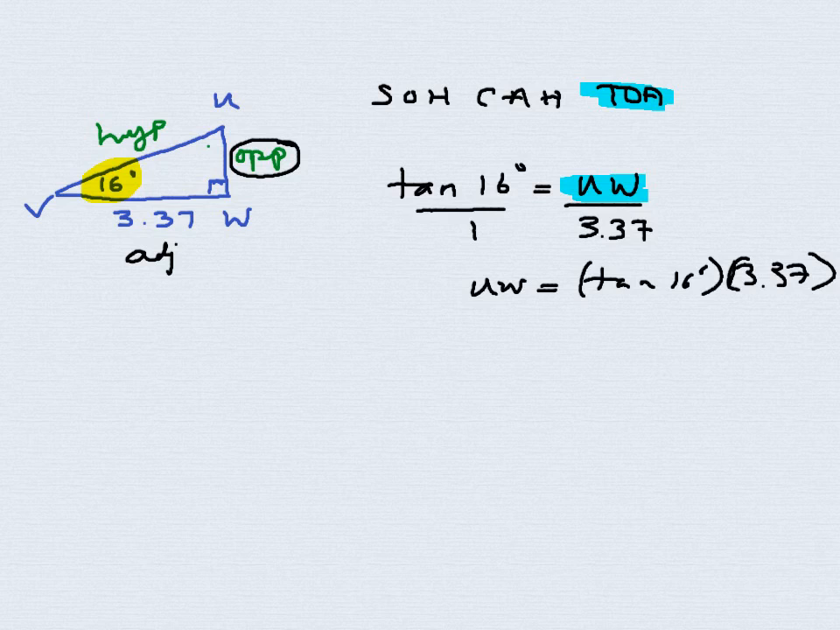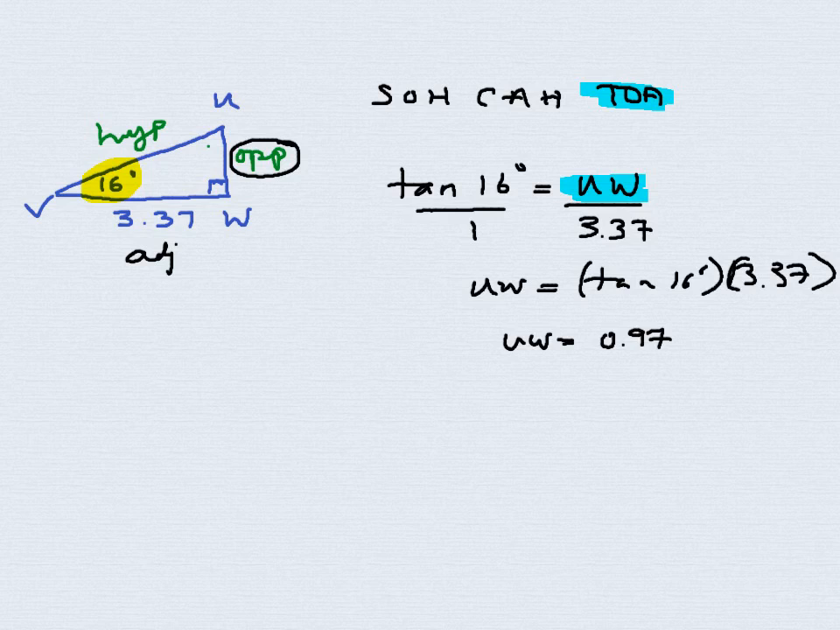And check your work. If you round it to the hundredths place, you'll get 0.9663 or 0.97, which is reasonable if the other side is only 3.37. It's got to be a small number.